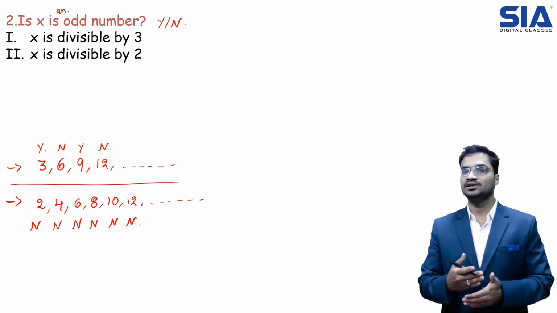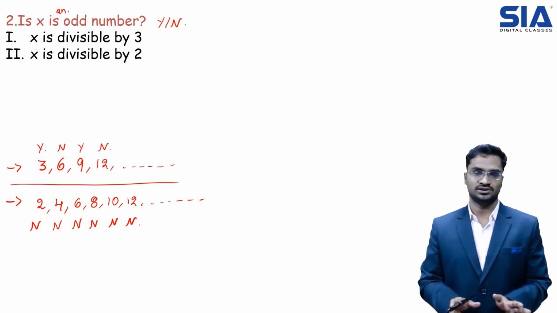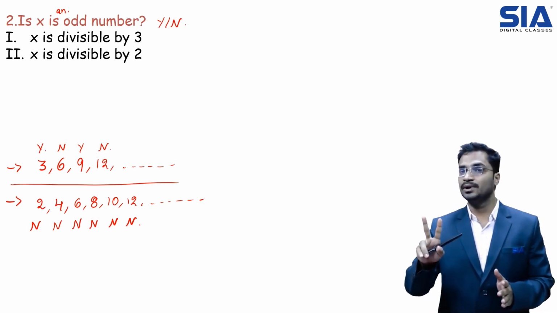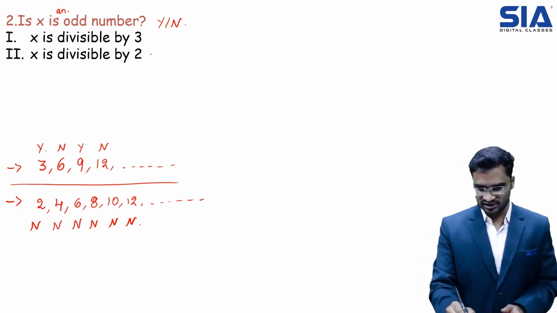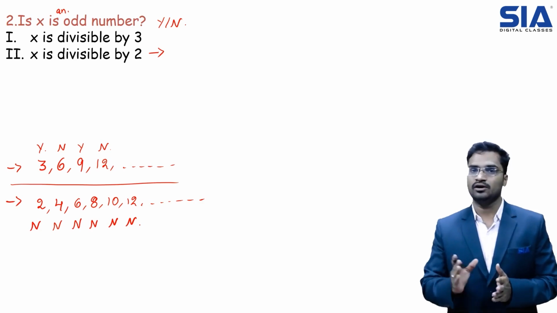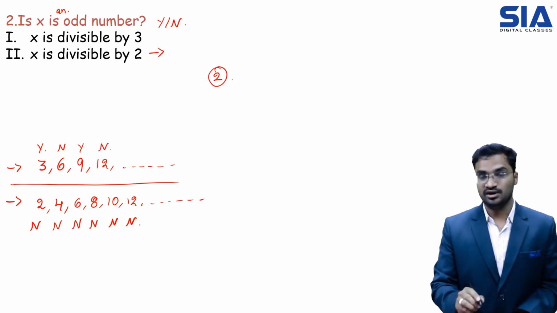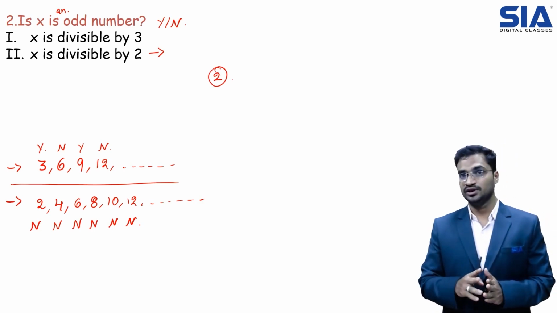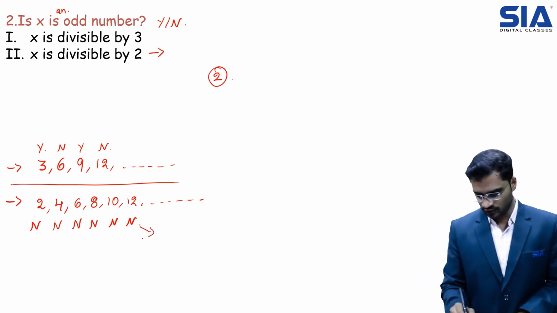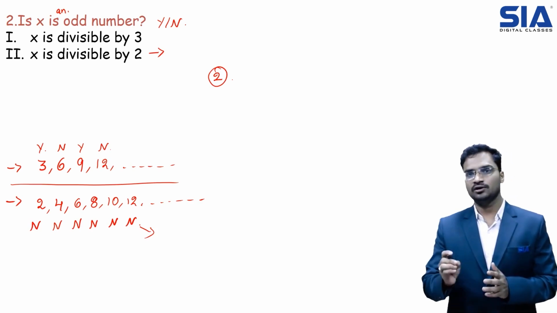Here we are getting the answer as no itself. We are not ambiguous about this. We can say by using statement 2 itself that it gives me an even number, which is not an odd number. So our answer is option 2, because statement 2 alone gives us a fixed answer of no. We should not be ambiguous about the answer.